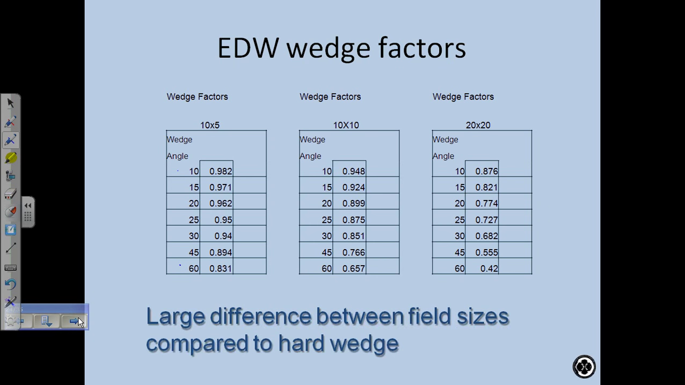Okay, what about, and this is a 10 by 5. Okay, 10 by 10. Big change here, but not as much here. Same thing here, big change there. So they're not that intuitive. You just have to remember that if you go from a 10 to a 60 for a 10 by 10, you're going to have a big jump, but not that big a jump for a 10 by 5. All the departments have tables of dynamic wedge factors, so definitely when you're checking your MUs, check against the table.